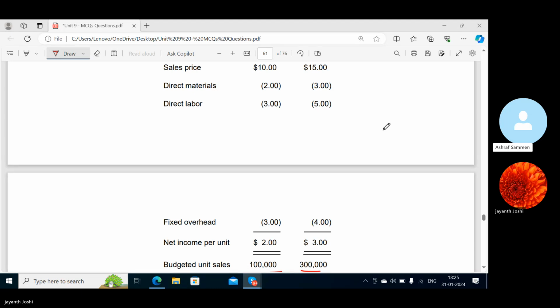Budgeted unit sales they have given 1 lakh and 3 lakh. So I have to take 10% and 30. First you should add them and you'll get 4 lakhs. 1 lakh upon 4, 25, 75, right? Okay.